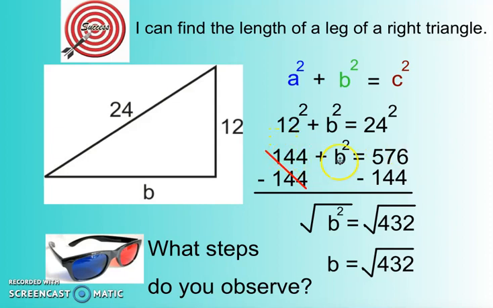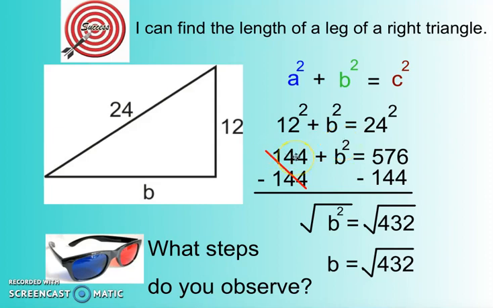Yeah, this is actually an equation, and we need to solve for it. We need to solve for b. And in order to do that, we need to get b squared by itself. We need to isolate it. And the only way to do that is to get rid of this 144 so that it's all by itself on the left side of the equation.